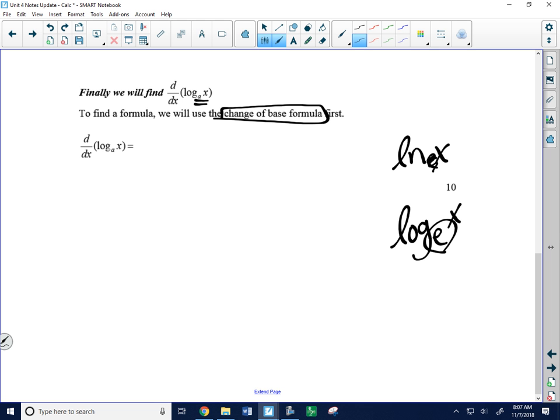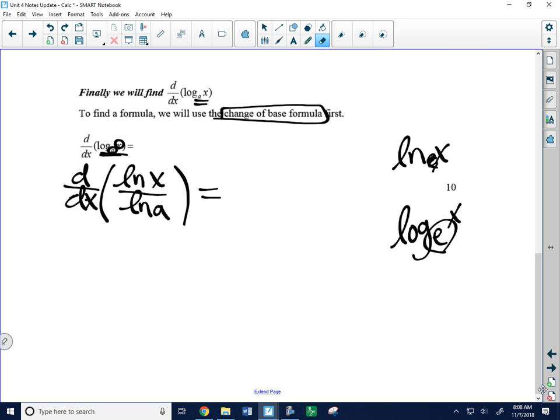Well, change of base formula says this. So let me write it here. So we're going to do the derivative. I'm going to change this inside though. I'm going to use the change of base formula. So what that says is you can change this into 2 logs, one with x, one with a, and you can choose any new base. What I'm going to choose is natural log as the base.